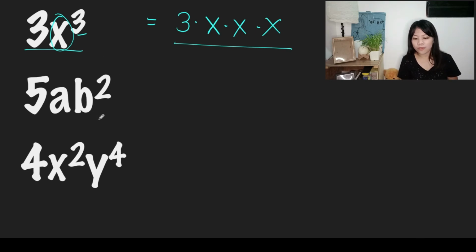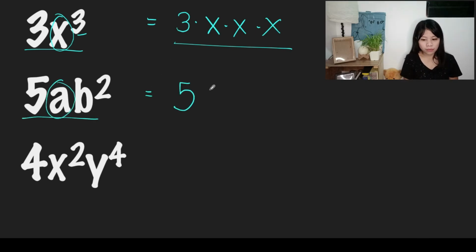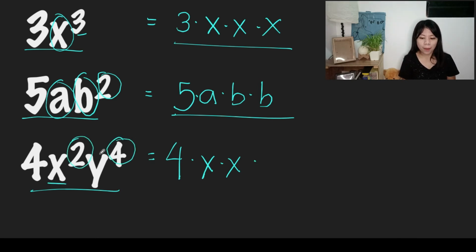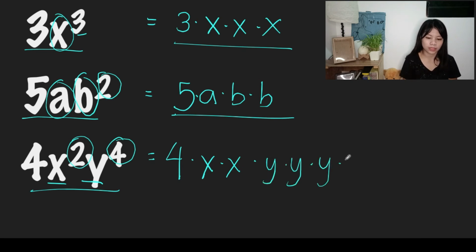Dito naman sa pangalawa, 5ab squared. 5, tapos isang a, 5 times a times b squared. Ibig sabihin, i-multiply mo yung dalawang b. b times b. Okay? Ito namang 4x squared, y raised to 4. Ibig sabihin, you get 4 times x kasi dalawang x daw yung i-multiply mo times 4 na y na i-multiply. So, y times y times y times y. Okay? So, ito yung mga expansion nila.